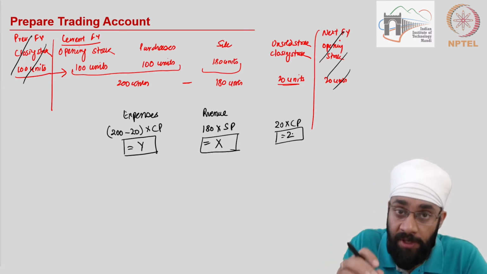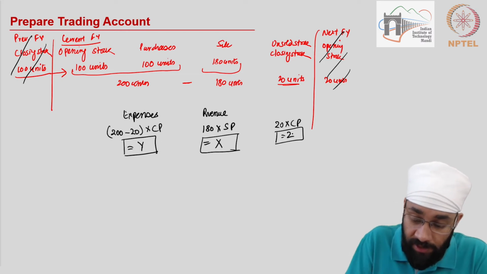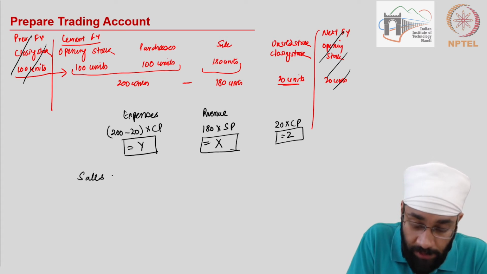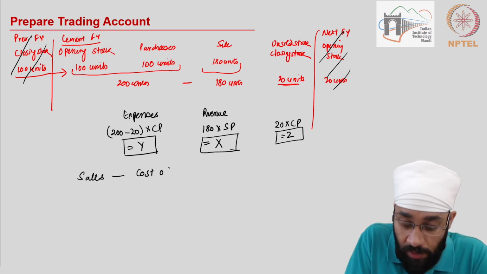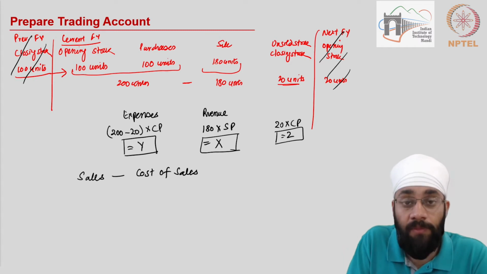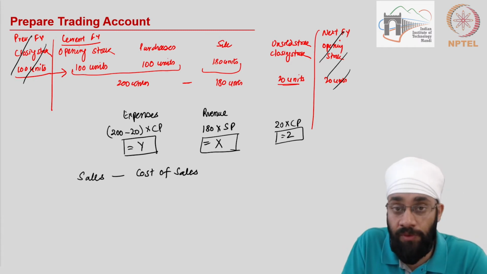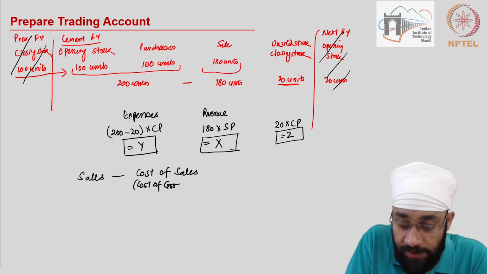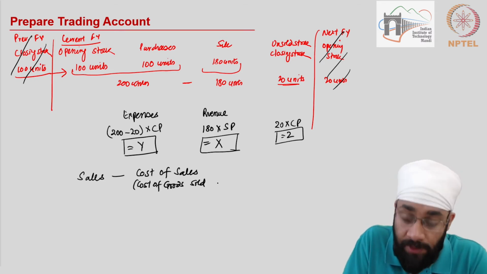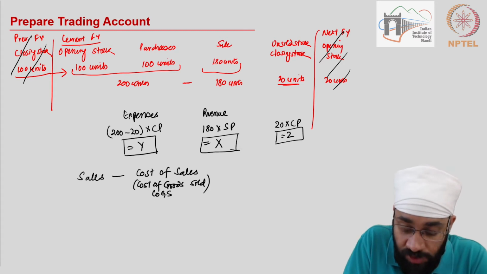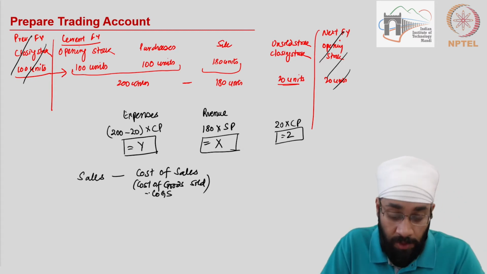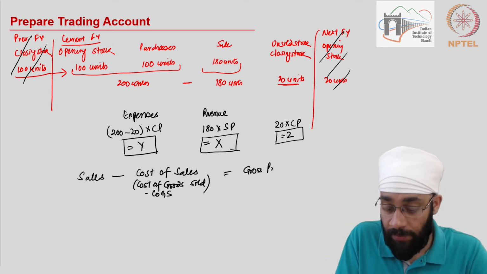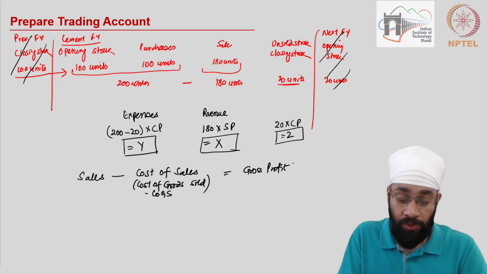we prepare the trading account. So in the trading account, we take sales, the revenue, minus the cost of sales, or cost of goods sold. Cost of sales is also written as cost of goods sold. Actually, it's more popular that way, or you can write COGS in short. That's another popular abbreviation. When you do this, you have gross profit made during the year.